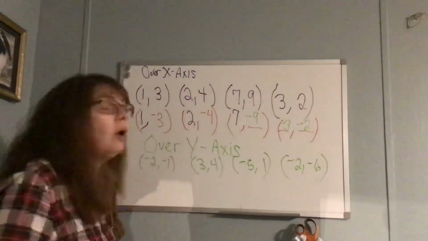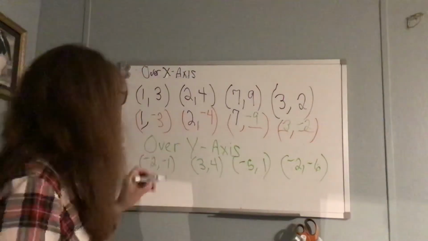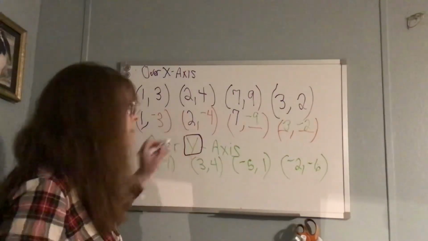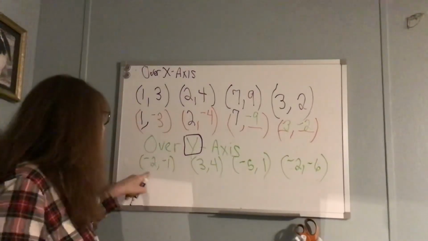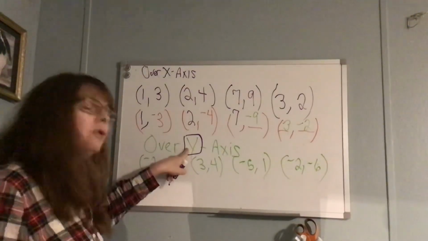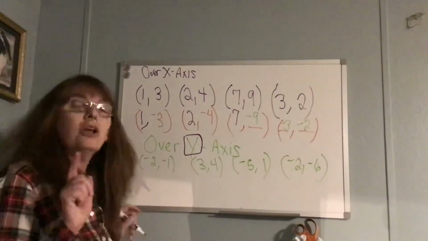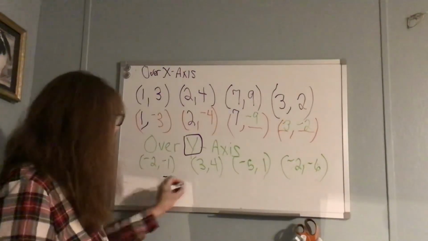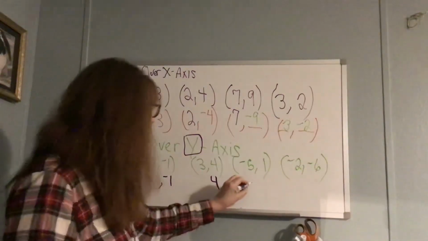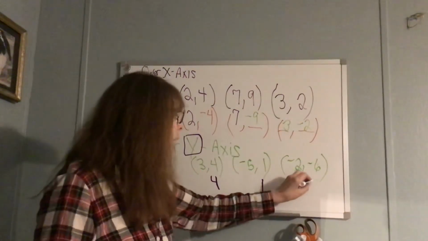All right, so don't forget, over the y-axis, remember what our trick is. You're going to look at this, find the opposite one. So rather than the opposite of the y, it's going to be the x, and you're going to do the opposite of it. So leave your y the same, leave your y the same, leave your y the same, and leave your y the same.